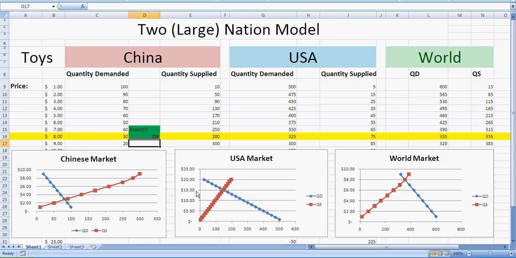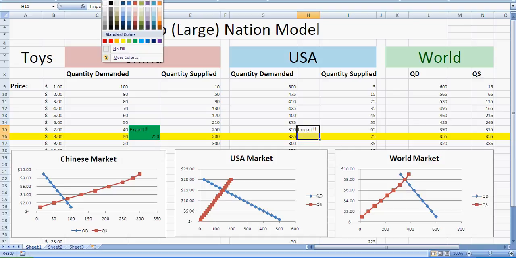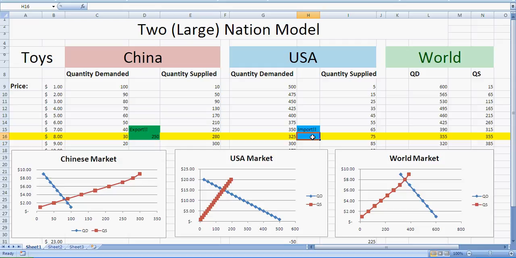The way to do it with a table is to say we figured out that they will import just because China is exporting, and these are the only two nations in the world for our model. And so we'll do this in blue. The amount that they're going to import is just the difference between their quantity demanded and the quantity supplied domestically in the USA. And we see that that is 250. So everything checks out, and we can see that China will export 250 toys to the United States. So the United States will import 250 toys from China.